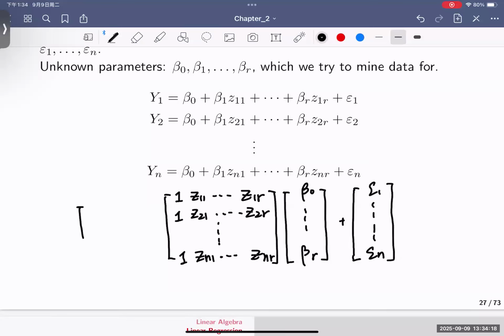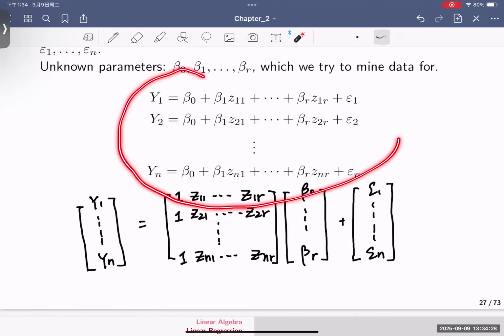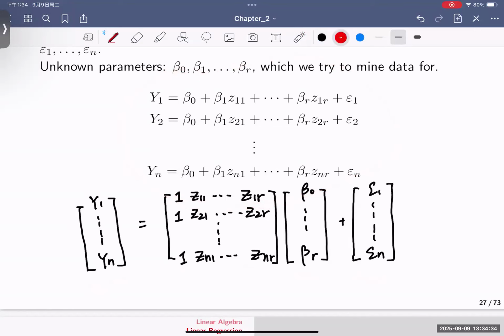And our y is another vector. So we can rewrite our whole equation as a vector equal to a matrix times a vector, plus another vector. So we can simplify the first term as a matrix and a vector y. So it's an n-dimensional vector.